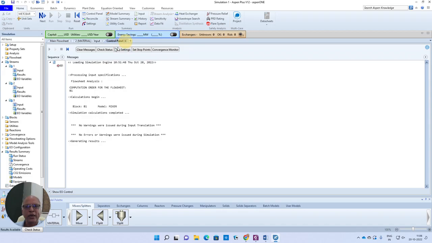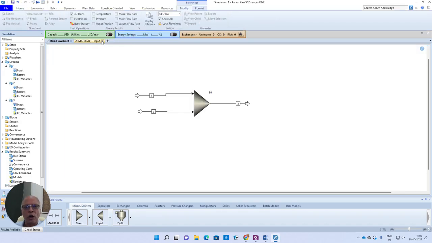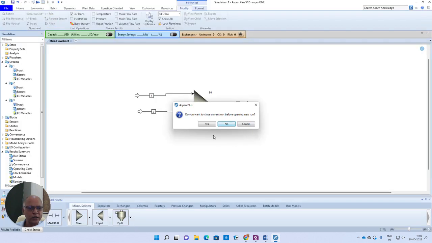It doesn't mean that you need to use only two components or only two streams. Any number of input streams can be mixed to give rise to one output stream. So it is possible to add any number of inputs, but there is only one output stream possible here. Now coming to the second model, splitter. Let me go with the new simulation.